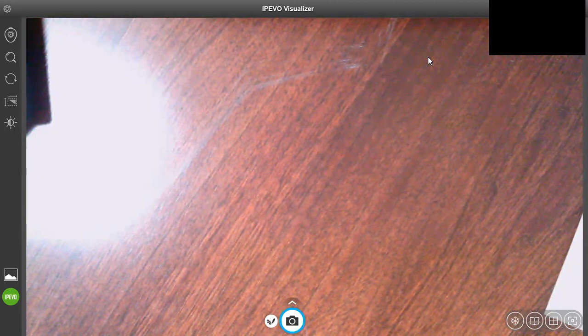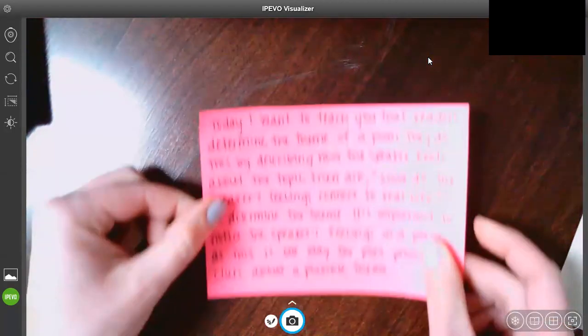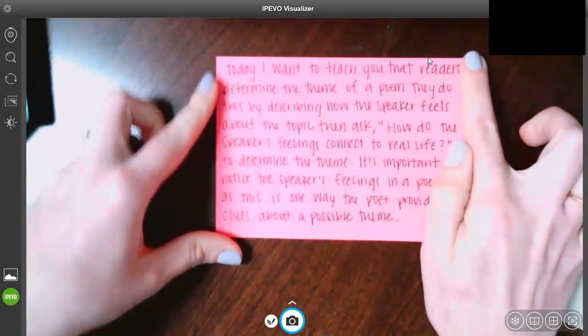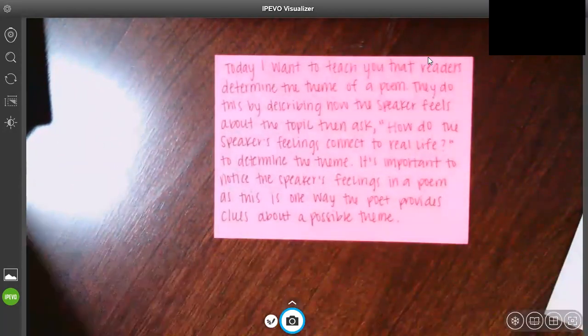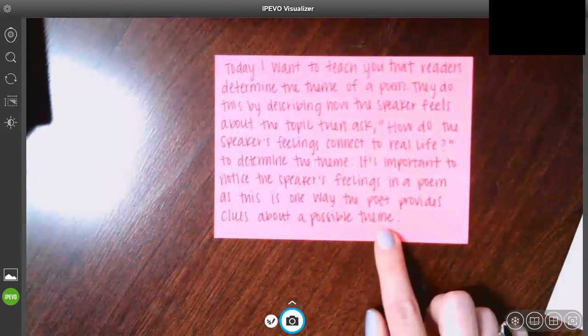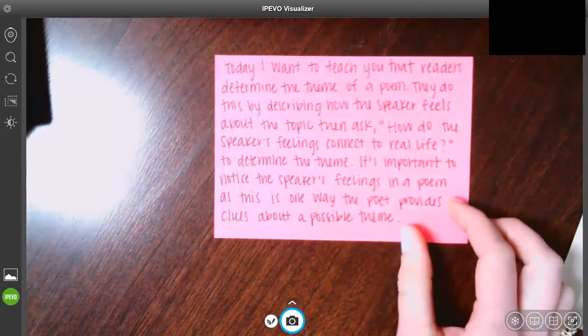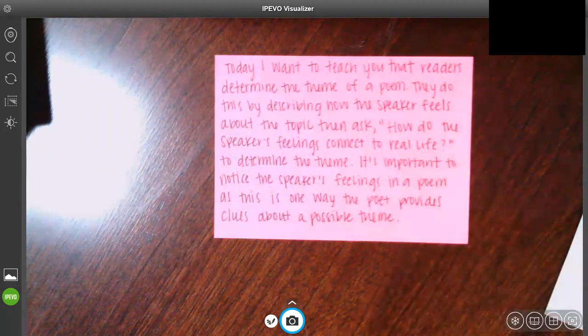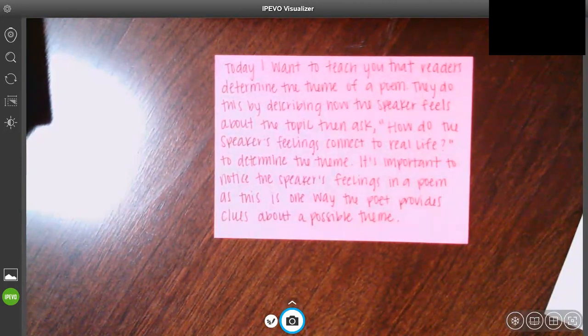Today, we're going to zoom in on determining the theme in poems and consider what the speaker has reflected on or learned. So today in our lesson, I want to teach you that readers determine the theme of a poem. They do this by describing how the speaker feels about the topic, and then they ask themselves, how do the speaker's feelings connect to real life to determine the theme? It's important that we notice the speaker's feelings in a poem, as this is one way that the poet provides clues about a possible theme.